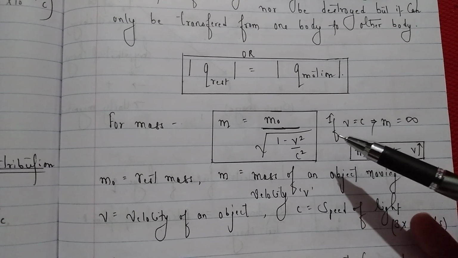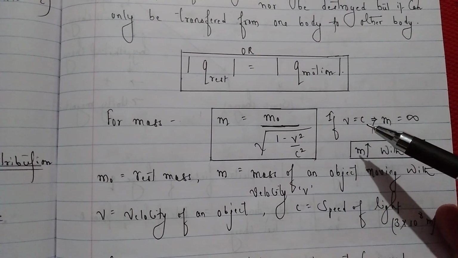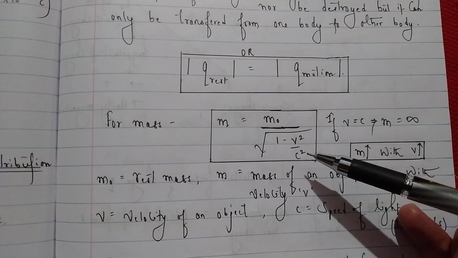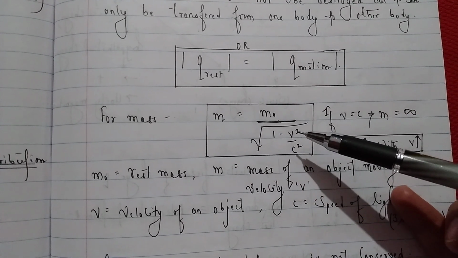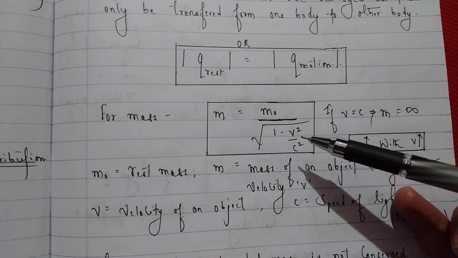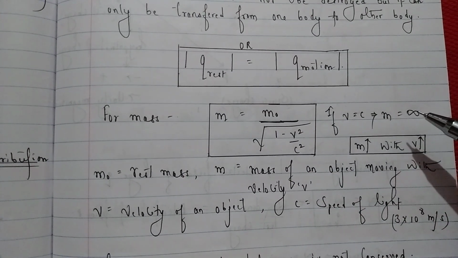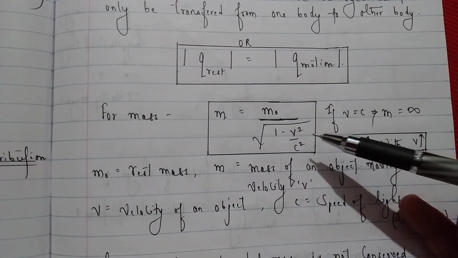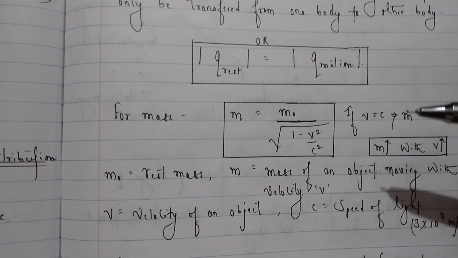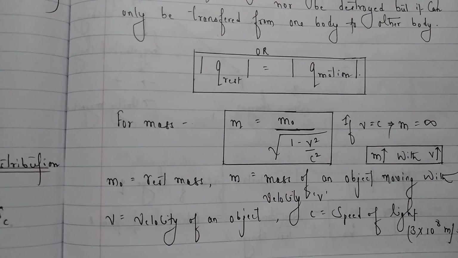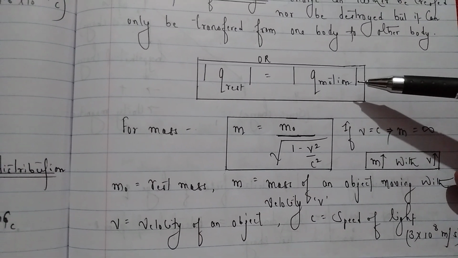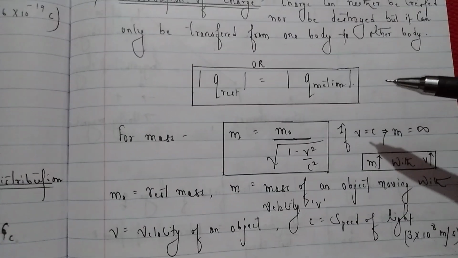Now if this body is moving comparable to the speed of light, that is when we put v equal to c, the velocity of this object is considered to be the same as the speed of light. If v becomes equal to c, this term becomes 1 square upon 1 square, that is 1, so 1 minus 1 will be 0, and anything divided by 0 is undefined, that is infinity. And from this expression it is also clear that if v increases, the mass also increases. That means the value of mass at rest will be different from the value of mass if it is moving with a certain velocity. Whereas in case of charge, the magnitude of charge at rest will be the same as the magnitude of charge in motion.